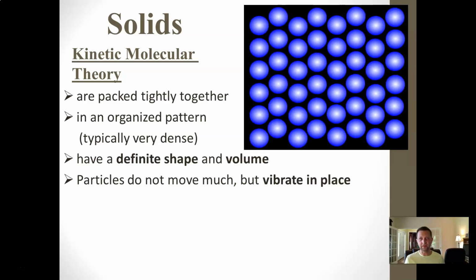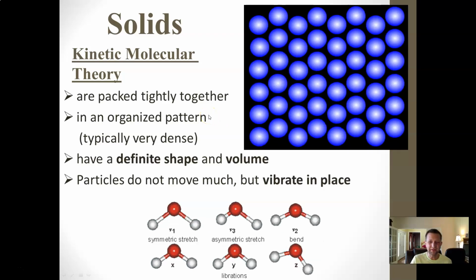What students will often think is, oh, well, the particles aren't going to move at all. The particles stay in place with no movement whatsoever. And that's not true. The particles do move a little bit, but they don't move all over the place. They just vibrate in one location. You can see that occurring here on the screen.